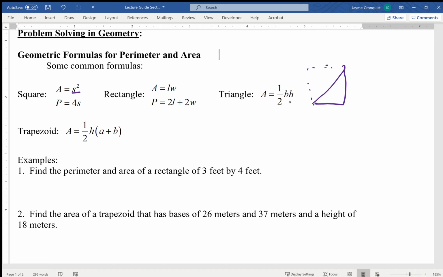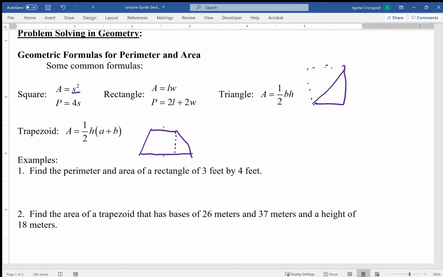A trapezoid. Now remember, a trapezoid is the one that has a smaller top and a larger base, or the other way around. And it looks something like this. It is 1/2 the height, that's the height, times the sum of the bases, the base and the other base, top and bottom. Okay, the reason for that is we're creating a rectangle and we're averaging the two small side and large side in order to come up with the proper side length.